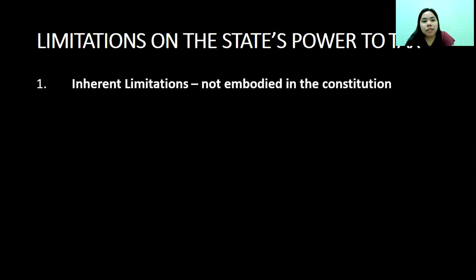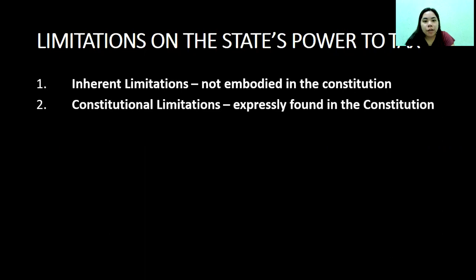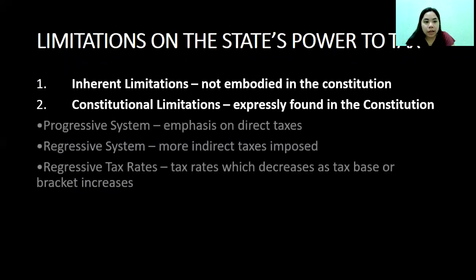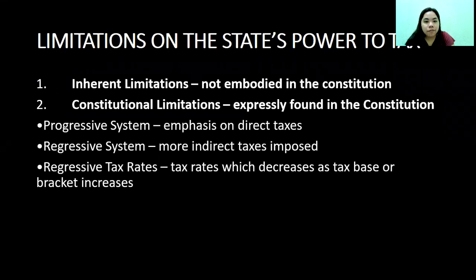Okay, then limitations on the state's power to tax. So number one is its inherent limitation. So those are limitations that are not embodied in the Constitution, or those that are not mentioned in our Constitution. Then second is constitutional limitations, those that are expressly found in the Constitution. Ang mga limitations on the state's power to tax. So you have here the progressive system. So progressive system, emphasis on direct taxes, no? Kagina example of direct taxes is the income tax.